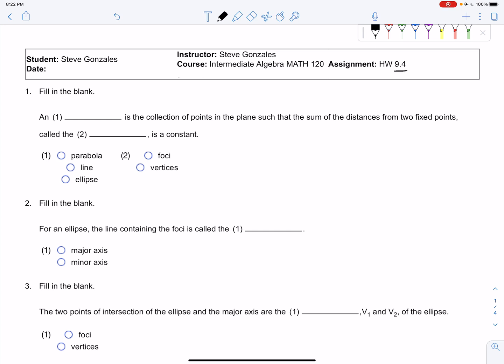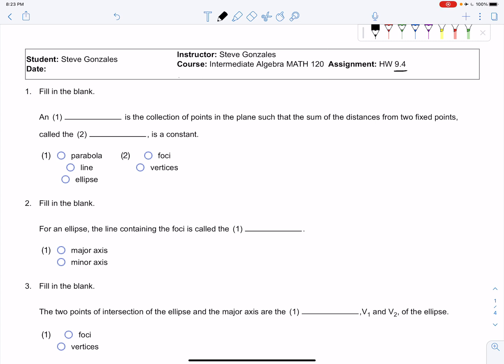Now, 9.4 is taking a look at the conic section, the ellipse. The ellipse is a circular shape that is elongated in one direction, elongated either horizontally or vertically, and we'll get into that a little bit more. Let's start off with question number one.